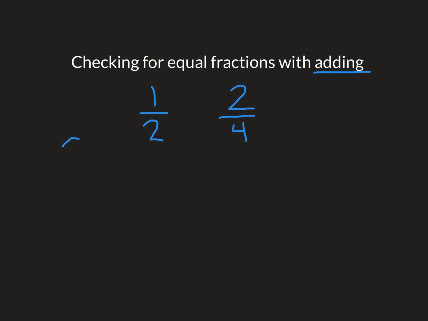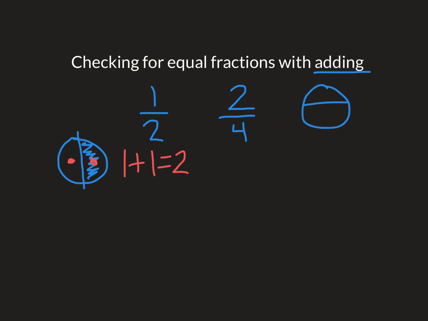If you think about the pictures of 1/2, 1 over 2, I would need to add 2 pieces to get to a whole. So 1 plus 1 equals 2. Now if we take our 2 out of 4, we have 2, and I would need 2 more to get a half, or a whole. 2 plus 2 equals 4.